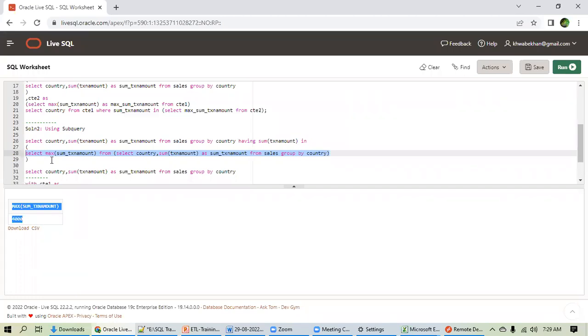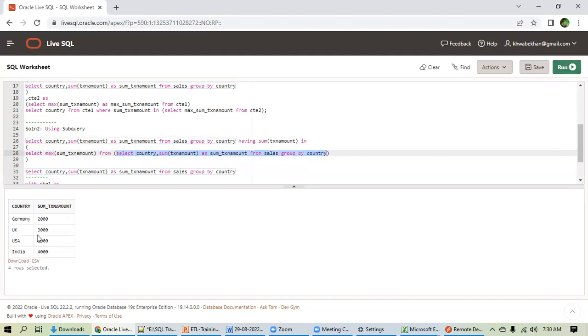Here I am telling the SQL engine that I want, select, maximum of sum of transaction amount. From where? Generally after from, what do I give? Table name, right? But here you will be surprised that after from I have given a query. This is the query. So I'm telling the SQL engine to first of all execute this query. So SQL has executed this query.